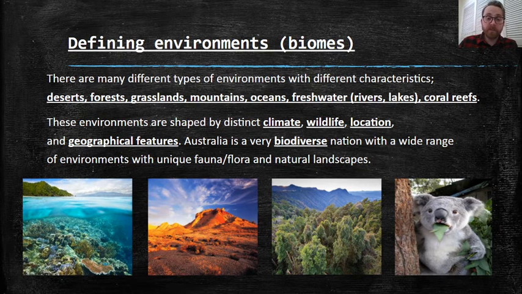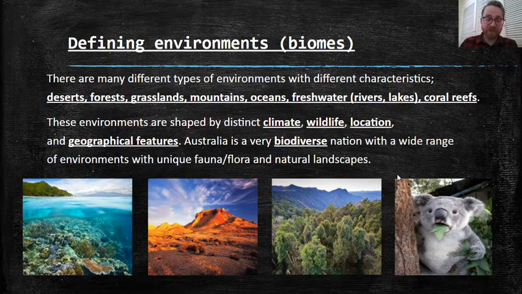Australia is a very biodiverse nation with a wide range of environments with unique fauna and flora, so animals and plants, and natural landscapes. Australia is a big tourist country. A lot of people come here to see our unique environment. Not many countries have koalas, unless they're at the zoo.